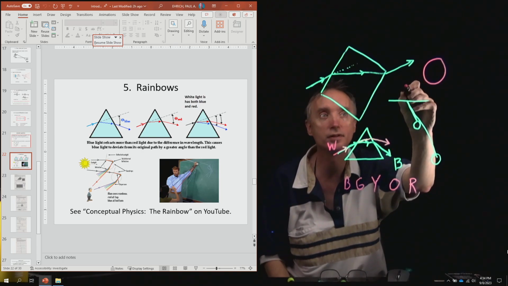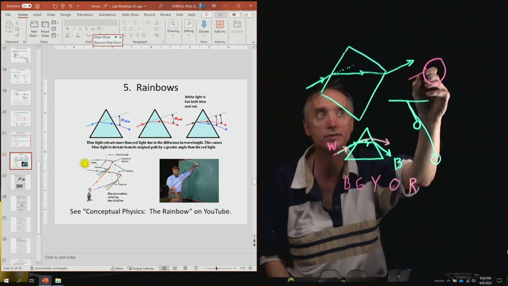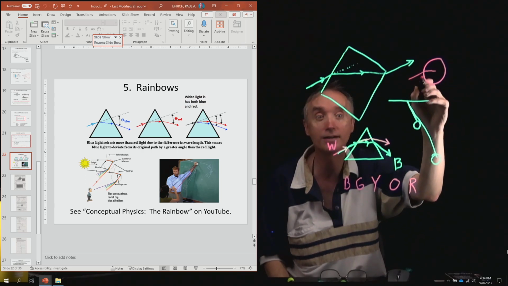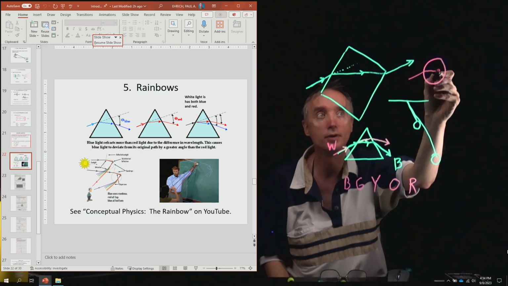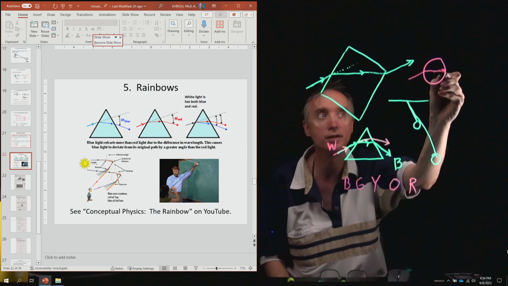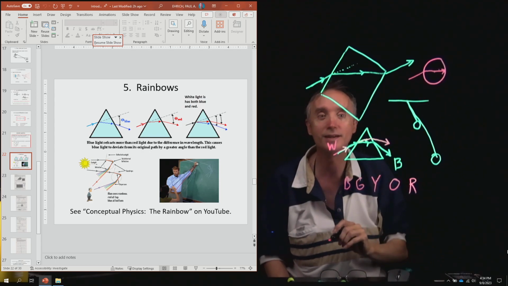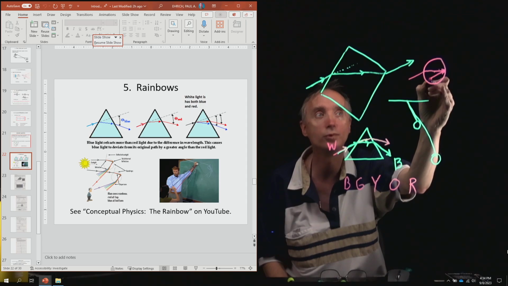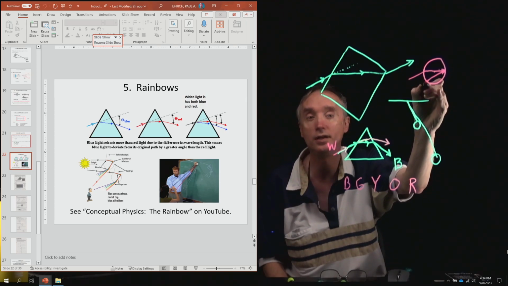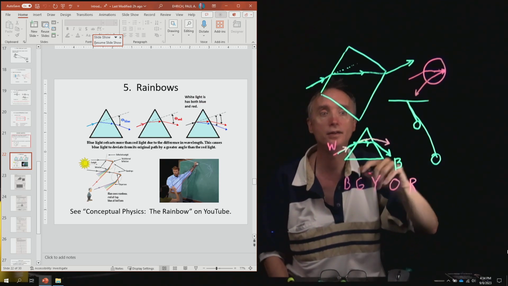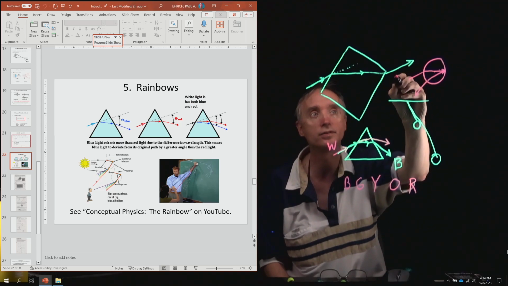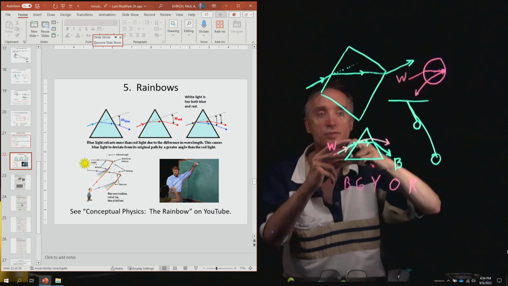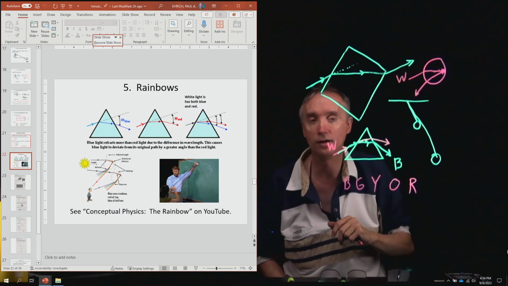So that light is going to come in, and then it's going to be bent because it's being refracted by the water. But then when it gets over to here and it hits this edge of the water droplet, it's going to be reflected, and so it's going to be going in this direction. And then when it gets over to here, it's going to be refracted again. And so what you're going to see is if this is white light that's coming in, it's going to spread it out into the rainbow of colors.